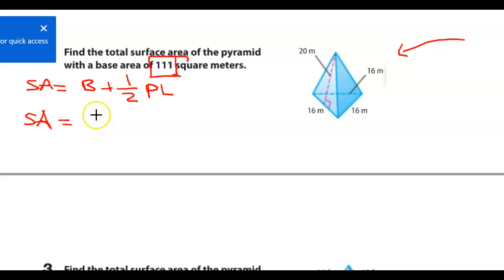Now they're telling me that the base is 111. So 111 plus 1/2. And we're going to do the perimeter. Now the perimeter here, you guys can see, this is going to be 16, and this is going to be 16, and this is going to be 16. So that's going to give me 48. So 1/2 of 48. And then we are supposed to do the length of the slant. You can see that the length of that slant is 20. So we're going to say times 20.